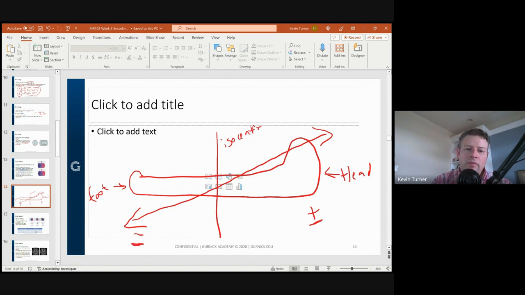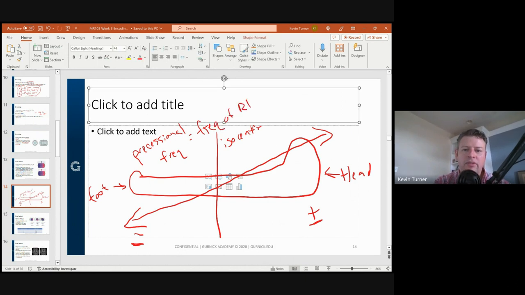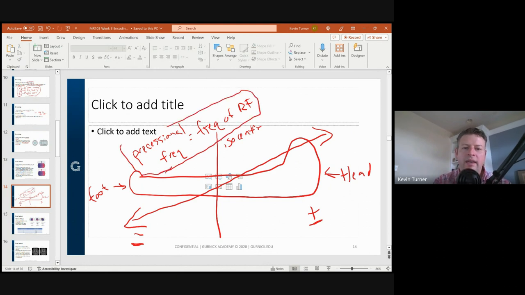So we know that resonance occurs when precessional frequency equals the frequency of the RF pulse. When those two things are equal, we get resonance.